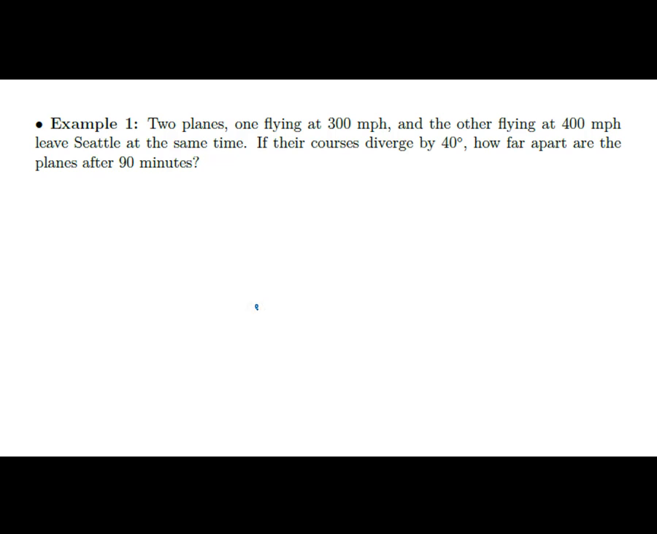Okay, so let's say this little dot here represents Seattle. And so suppose over here I've got my 300 mile per hour plane, and then my 400 mile per hour plane, of course, is going to cover more distance, so I'm going to make it a little bit longer, and we're saying that this angle here is 40 degrees. So their question is, after 90 minutes, what is the length of this side of the triangle here?